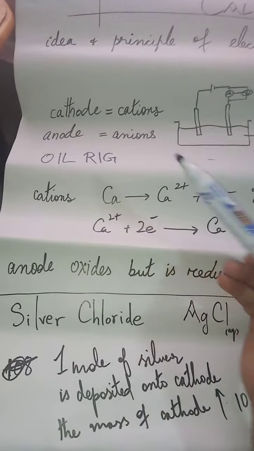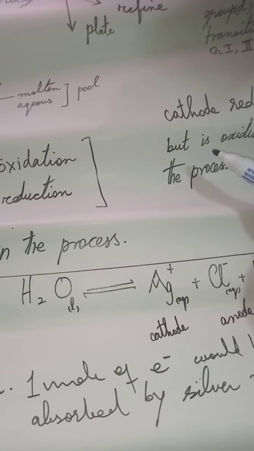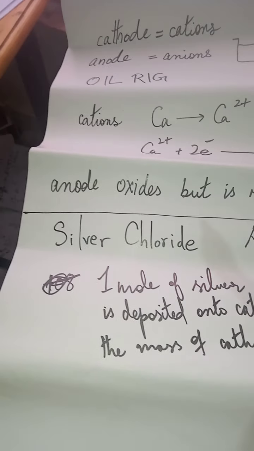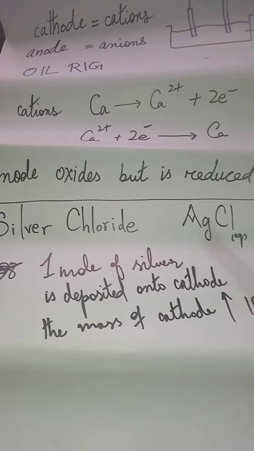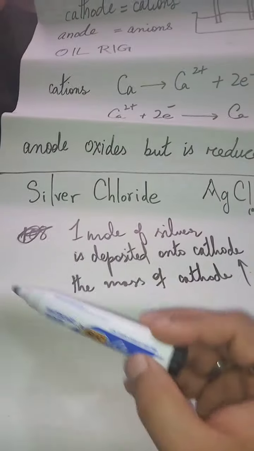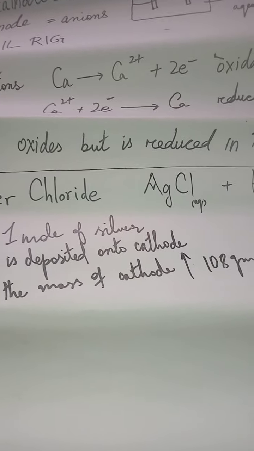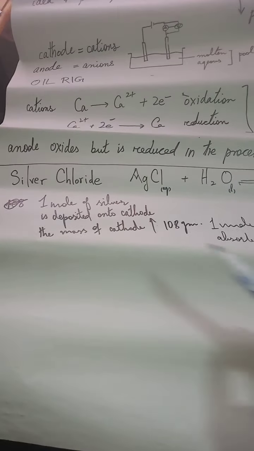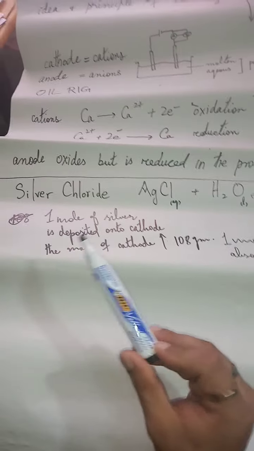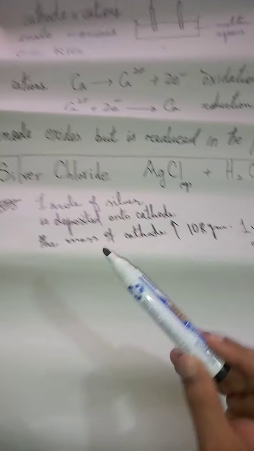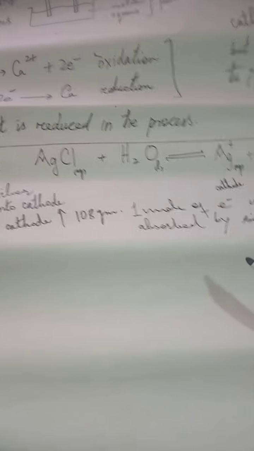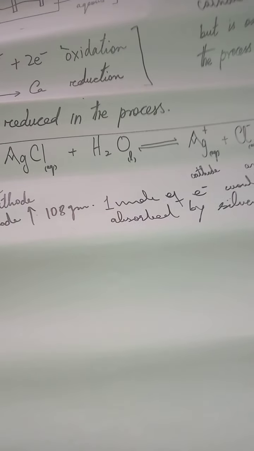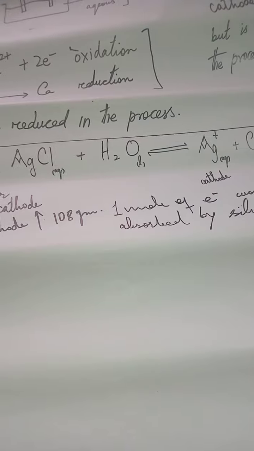By the principle of OIL RIG, the cathode will reduce the incoming cations, but will be oxidized in the process. And the anode will oxidize the incoming anionic atoms, but will be reduced in the process. I gave you an example of the electrolysis of silver chloride: when 1 mole of silver is deposited onto the cathode, the mass of the cathode goes up by 108 grams, and it would have absorbed 1 mole of electrons during that process.